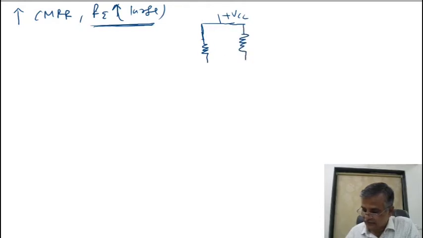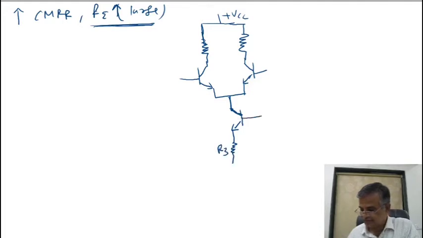See the circuit in which resistor RE is replaced by a transistor Q3, resistor R3, this is your diode, resistor R2, minus V here I am giving you, and resistor R1.